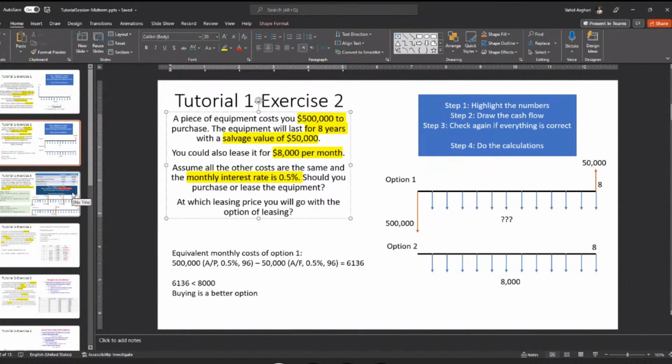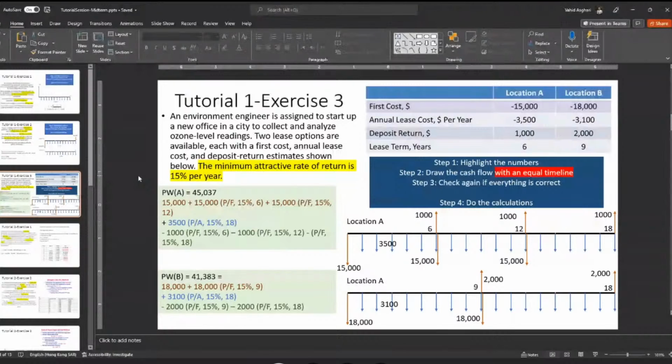So exercise 3. In this exercise, there's a little bit more complicated cash flow, a little bit. And there is only one catch. And I'm quite sure that you will face this type of question in the quiz. I haven't seen the questions, but I'm quite sure that you're going to see something like this in the quiz.